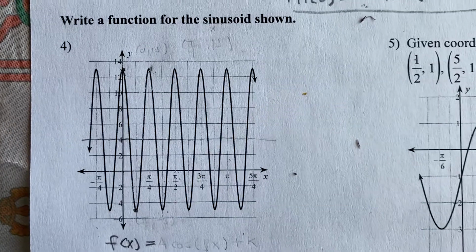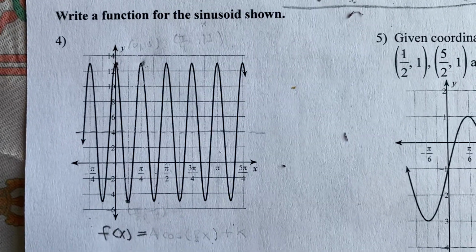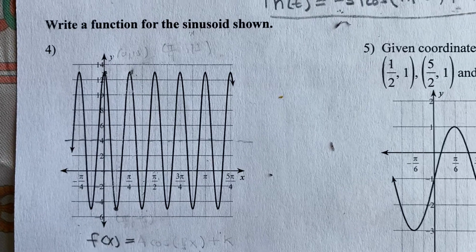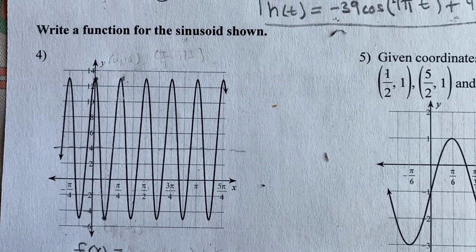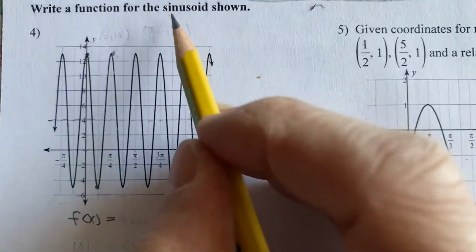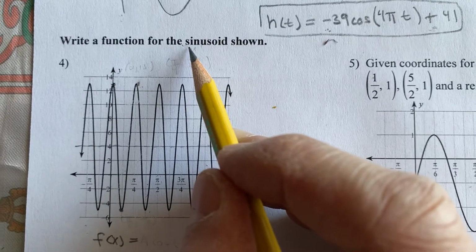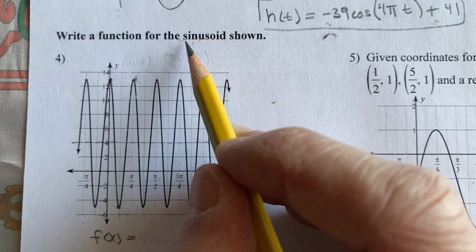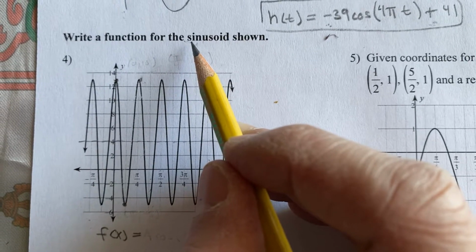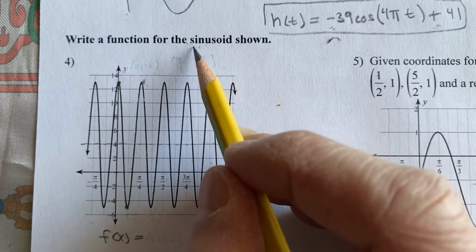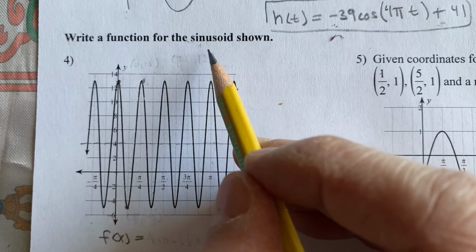All right, welcome back. So we're going to move on to problem number 4 here. It says write a function for the sinusoid shown. Now keep in mind when they use the word sinusoid, it doesn't mean it's necessarily a sine function. It could be sine or cosine. Sinusoid just refers to sine or cosine. So just keep in mind the vocabulary.